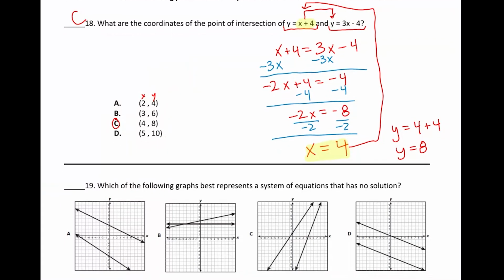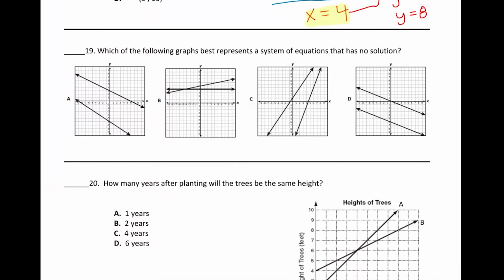Alrighty. Number 19 says, which of the following graphs best represents a system of equations that have no solution? We discussed earlier that a system that has no solution is one where the lines will never cross. We see 3 out of the 4 graphs here with no intersection point visible, but you could imagine, like C is probably the most obvious one, that if I keep these lines going, they're going to eventually cross. So it's not so much that you see the intersection, but that there could be an intersection at all. The only way for there to be no intersection is if the lines are truly parallel.